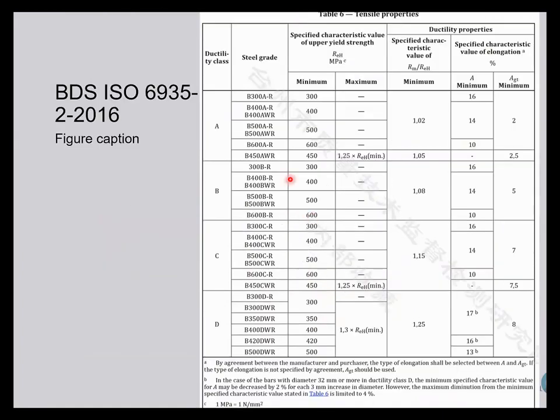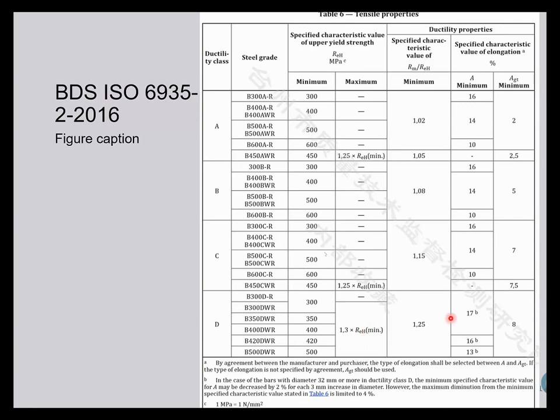So you see, for ductility class A, this Rm divided by ReH is 1.02, only 2% more. Ultimate strength is only 2% more than yield stress. Ductility class B, 1.08. Ductility class C, 1.15. And ductility class D is 1.25. And in ductility class D, there is a maximum limit of ultimate strength. Ultimate strength cannot be more than 1.3 times the yield stress.